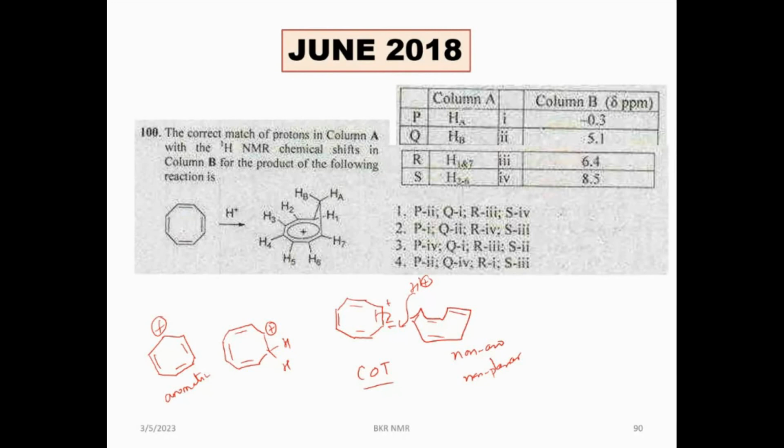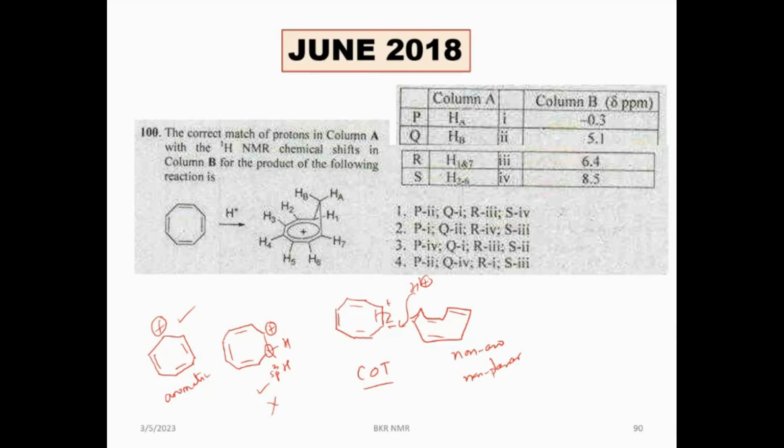Our prerequisite has failed. We know that the three prerequisites say that it should be cyclic. It is cyclic, I agree. Then you should have conjugation, so conjugation has failed. Why? Because you have double bond, single bond, double bond. You have a charge here, but this carbon is sp3 hybridized. One of the conditions is that all the carbons should have an unhybridized p orbital. It can be sp2, but if it is sp3, there is no unhybridized p orbital. So conjugation will be cut, and this molecule will become non-aromatic.